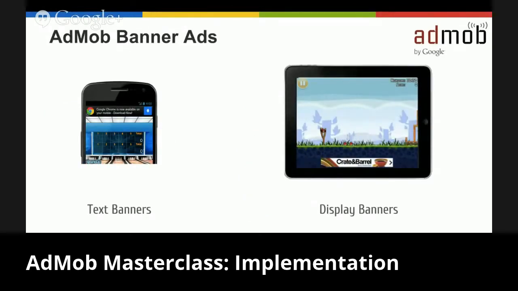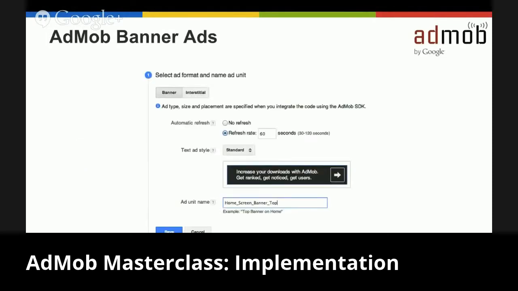So let's get a bit more into the technical implementation. The first thing that you're probably going to implement as an AdMob monetizer are banner ads. These can either be text or display banners. However, as a developer, the implementation is exactly the same for each type. So all you're going to want to do is log into your AdMob account and create a new banner in your ad units. You can do that simply, choose the refresh rate, name your banner, and you're done.